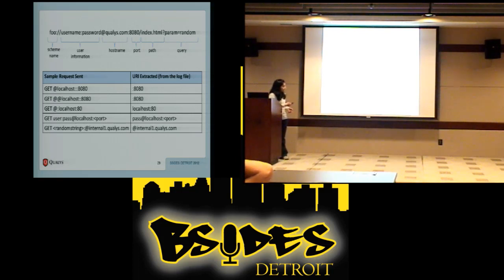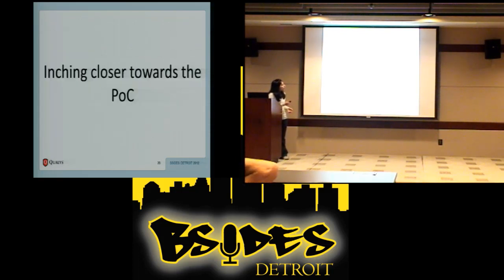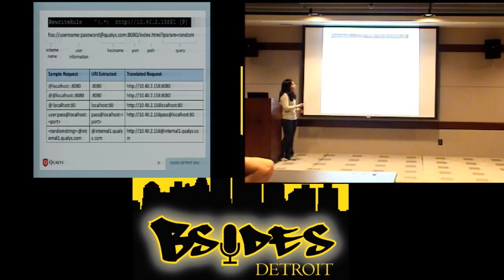All right, we're inching closer towards the POC. Here we have the exact two columns from our previous slide. I just have the translated request here, and we already have two proofs of concept based off the premise that everything following the first colon was a URI. Can you spot the proofs of concept?